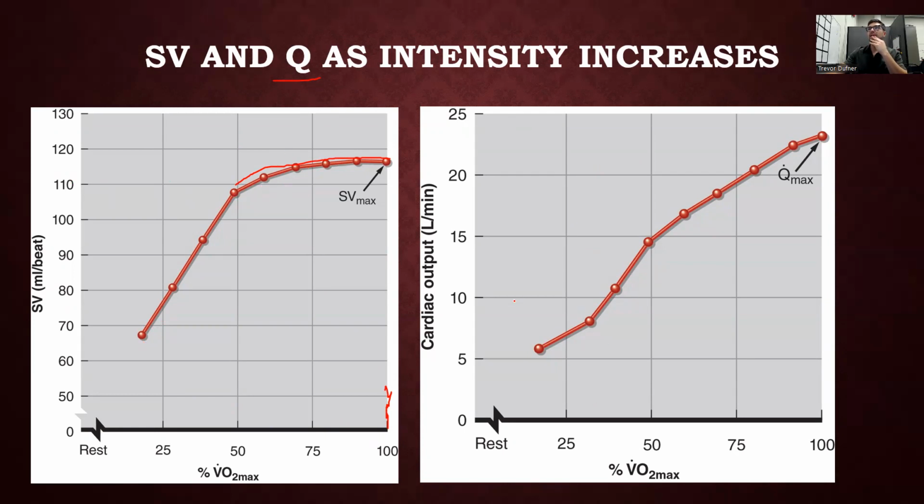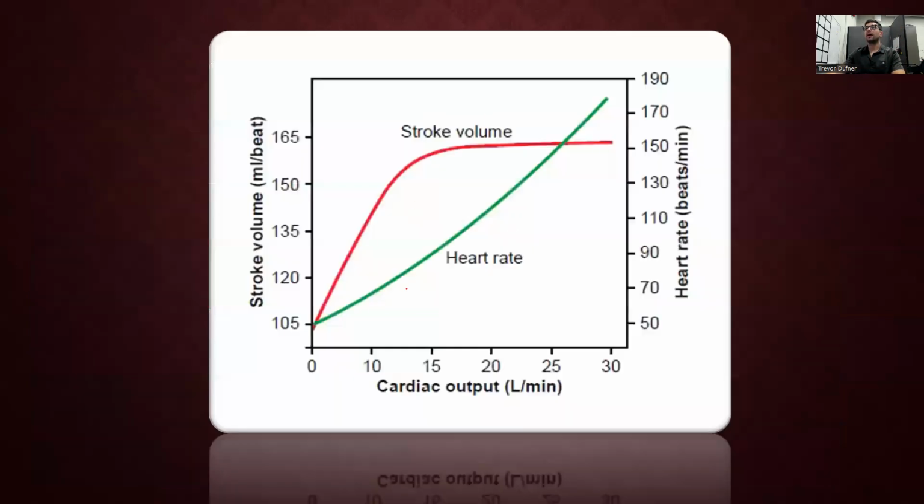Meanwhile, cardiac output continues to go up, right? So what's happening? How can stroke volume plateau, but our cardiac output keeps on going up? Well, we have one more factor, if you remember: heart rate. Heart rate continues to go up throughout exercise. You'll eventually get to your peak and plateau, but for the most part, heart rate continues to increase until you get to maximal exercise.